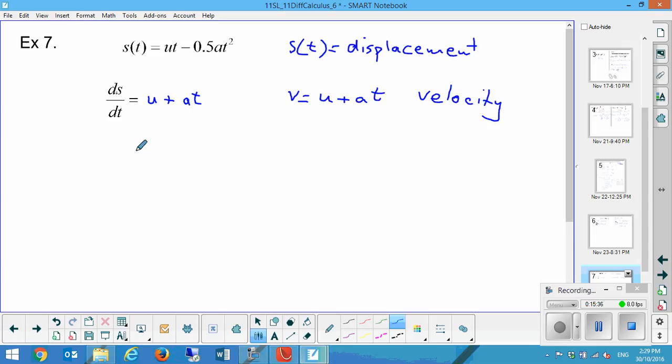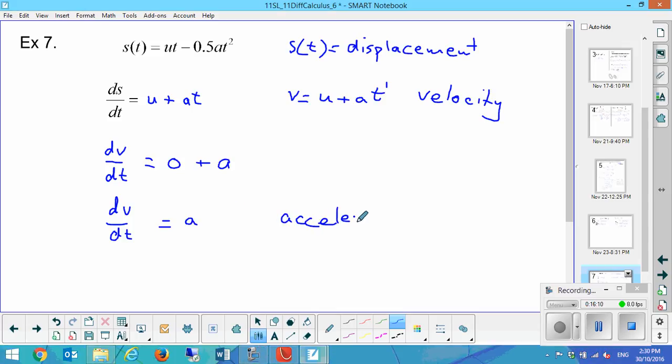And what happens if you differentiate now our velocity with respect to time? Then u is just a constant, so that becomes 0. The 1 of that t comes down the front, and that becomes t to the 0, and we're left with a. So dv/dt equals a, and that's our acceleration. So that's how we're going to be linking together all the motion and calculus.